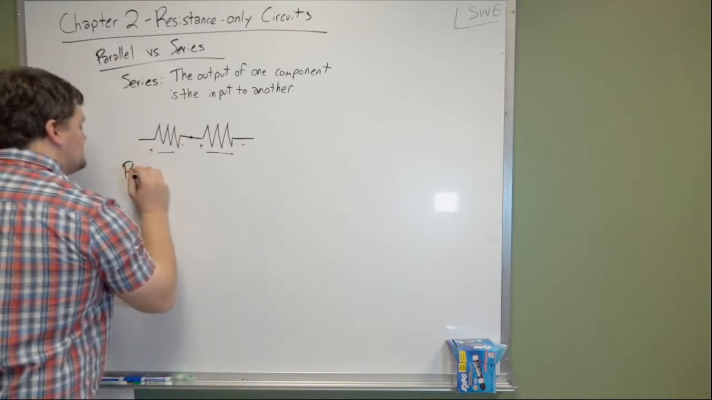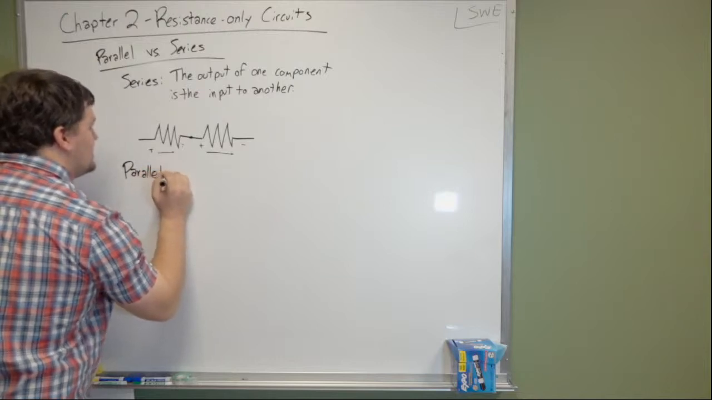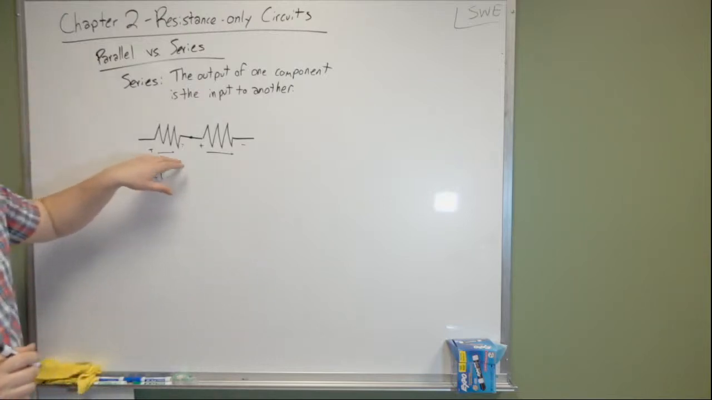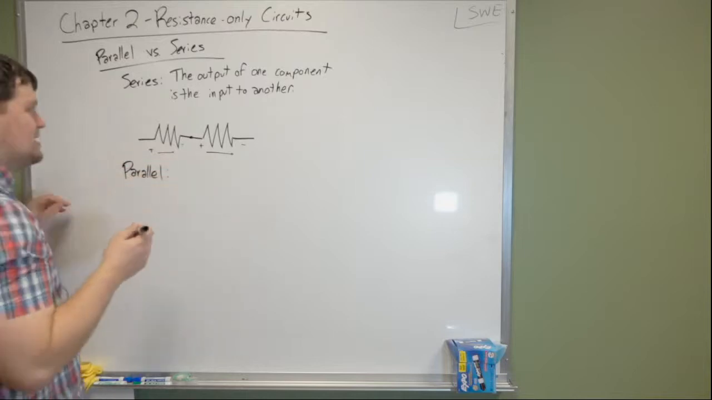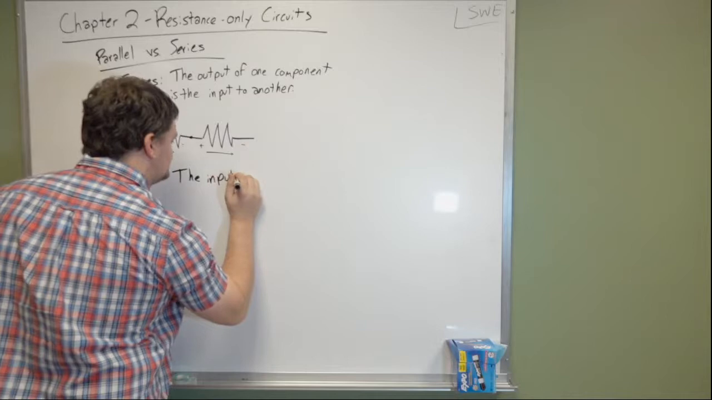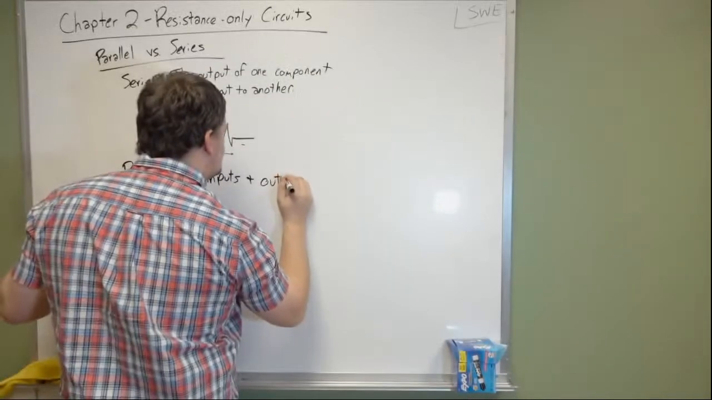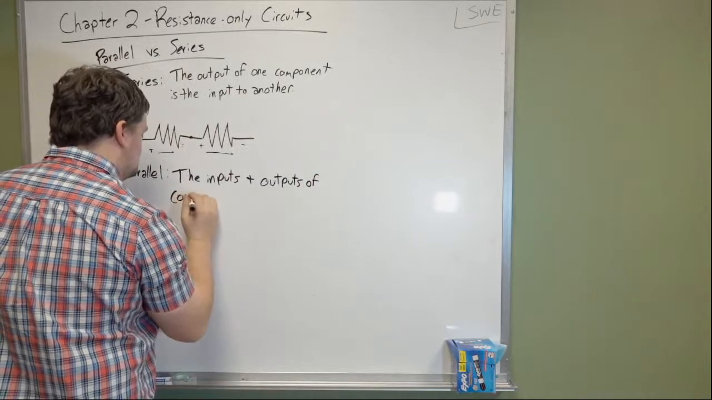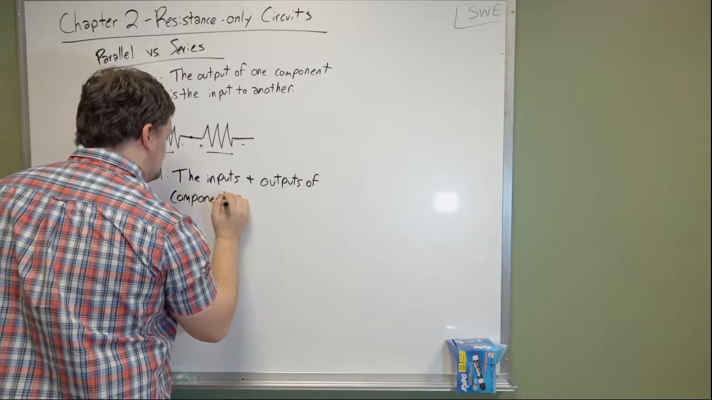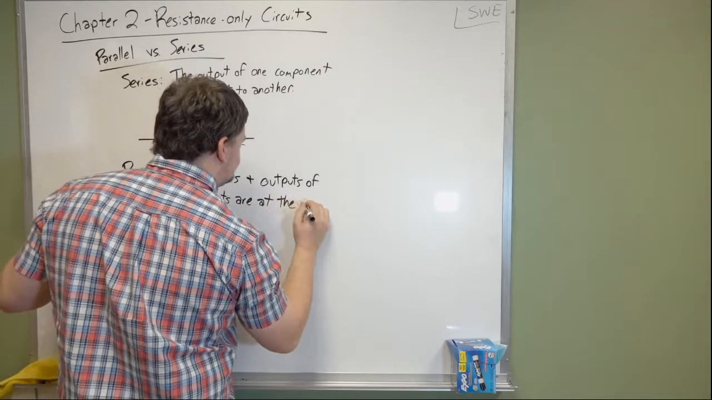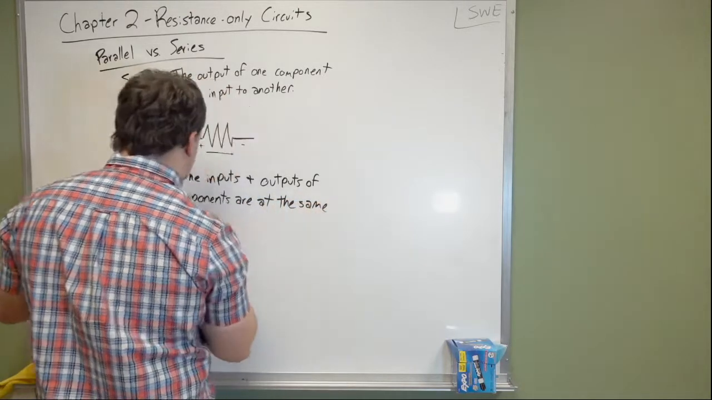Okay, so now we'll also define parallel. In series, the output of one is the input to another. In parallel, the inputs and outputs of components are at the same nodes.